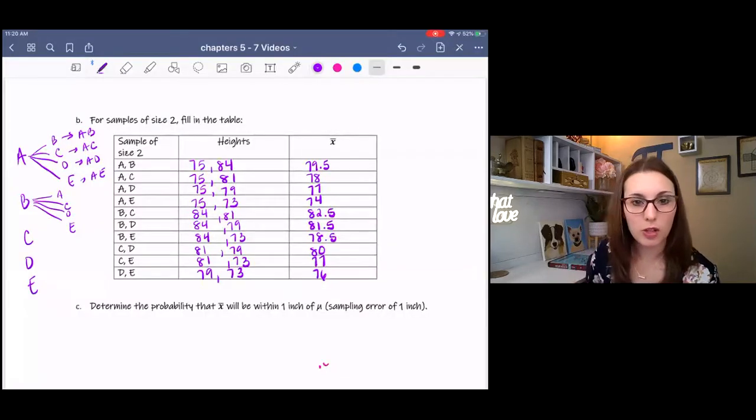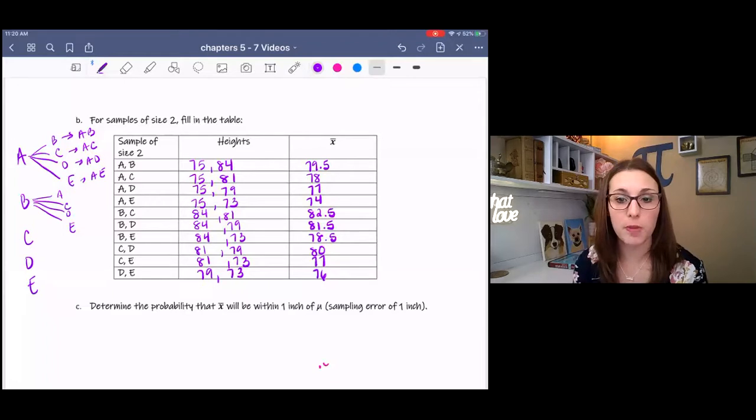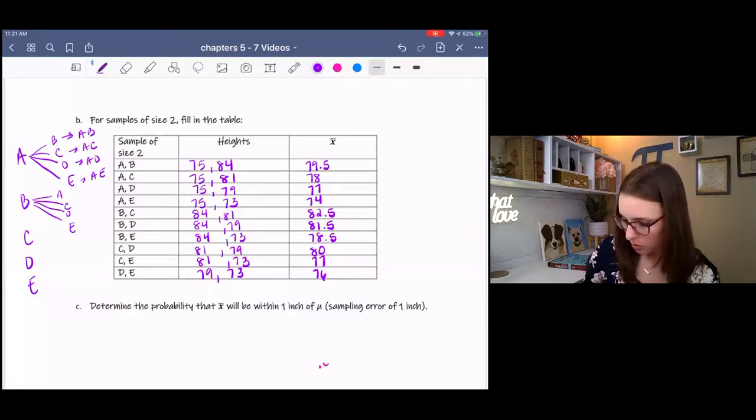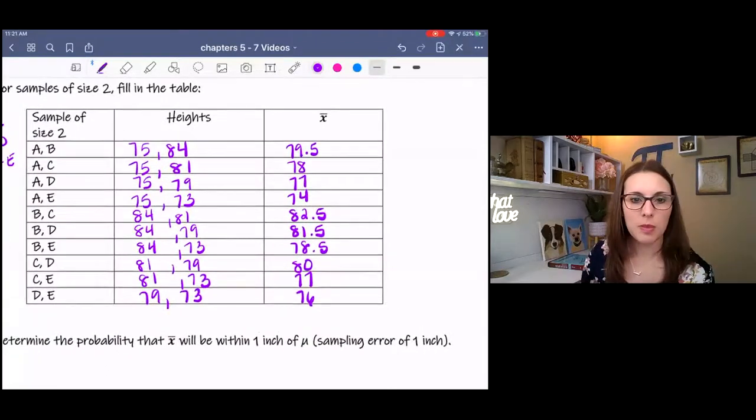Okay, so these are the values that you should have gotten for your means of the samples. The sample means of the sample means, that's what I'm trying to say. So you should get these values. Make sure you're getting those, typing them in correctly.